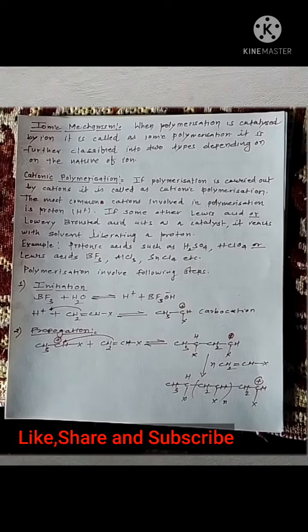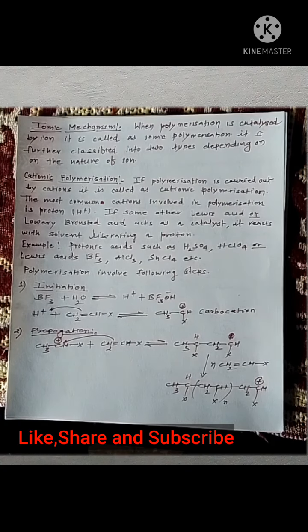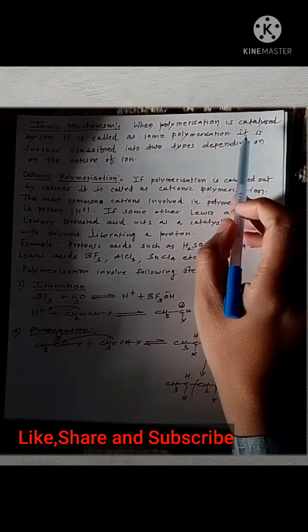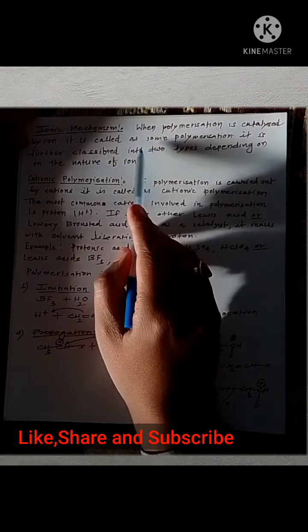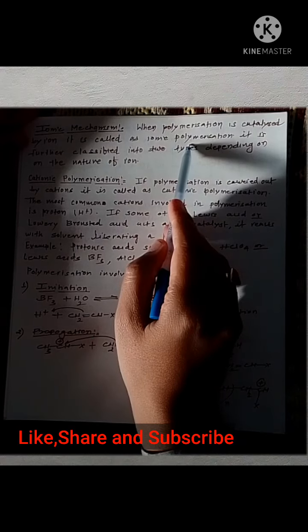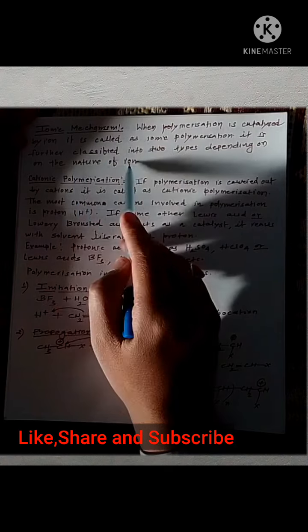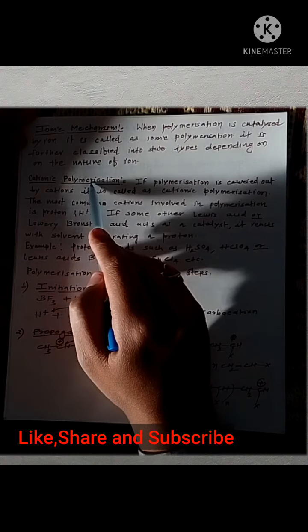Good morning, students. Today we are going to see the ionic mechanism for addition polymerization. When polymerization is catalyzed by an ion, it is called ionic polymerization. It is also classified into two types depending on the nature of the ion. The first type is known as cationic polymerization.